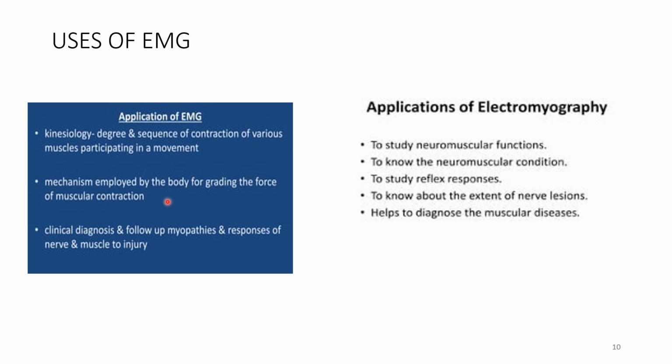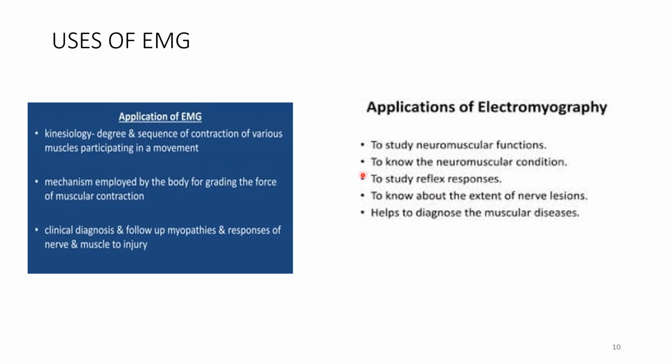So how much force is generated from each muscle can be known by EMG, and it is also helpful for clinical diagnosis and follow up of diseases like myopathies. After a nerve injury or muscle injury, how the muscle is responding, how the nerve is responding, is it recovering or not, we can follow up, and we can diagnose myopathies and neuropathies.